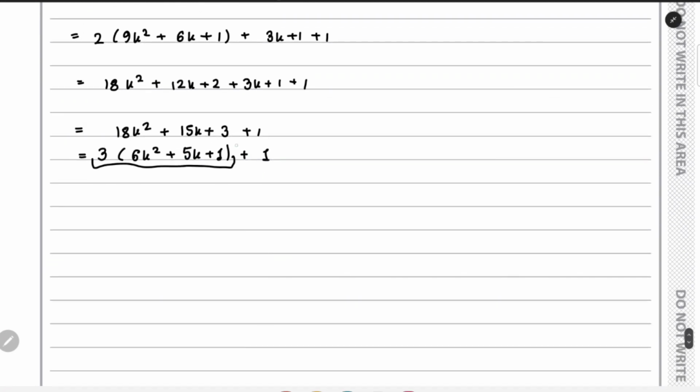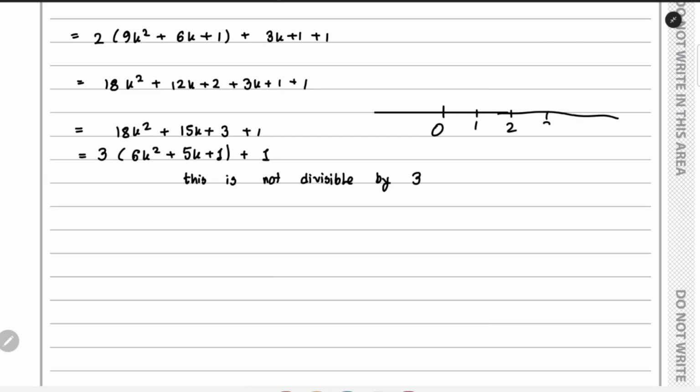This is divisible by 3. So this whole term will not be divisible by 3. This is not divisible by 3. We can also imagine this as a number line. So 1, 2, 3, 4, 5, 6. So this is a multiple of 3, something like 3 or 6. If we add 1 to it, this will become 4. 4 is not a multiple of 3.